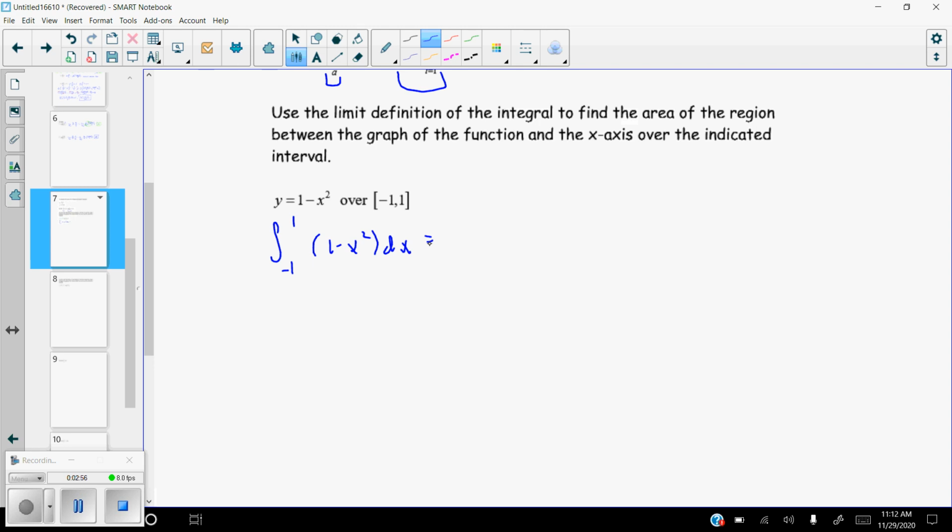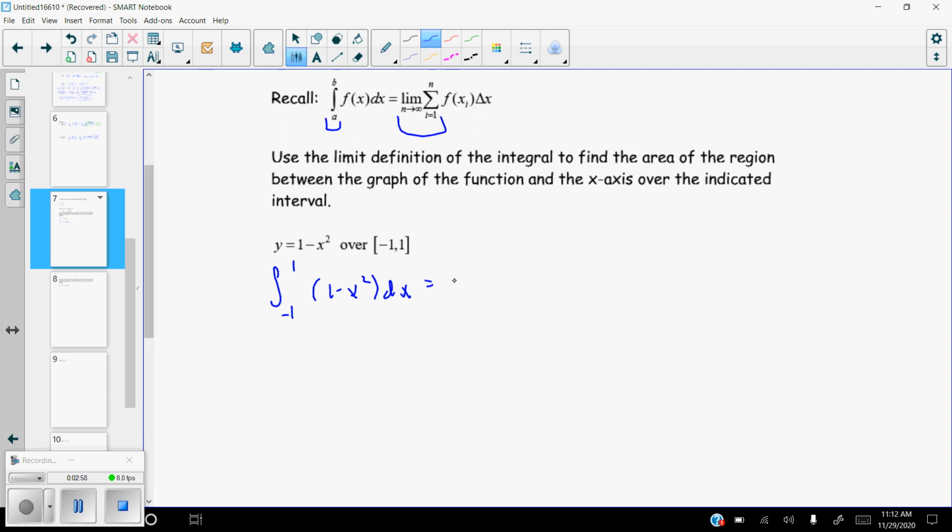Okay, this is, according to our formula, the limit as n goes to infinity of the sum as i goes from 1 to n of f of x sub i delta x. And that's coming right from that formula right there. So what do we need to find? We need to find delta x, and we need to find f of x sub i. So let's find those things.